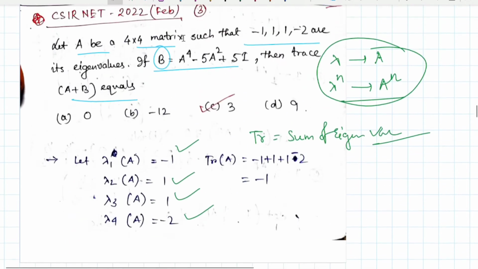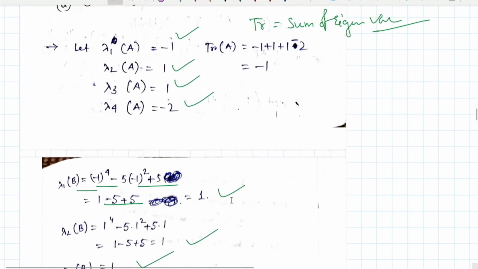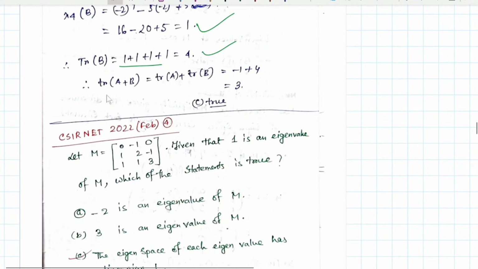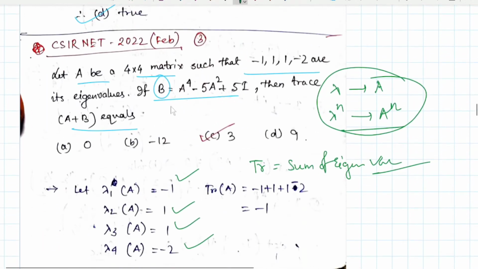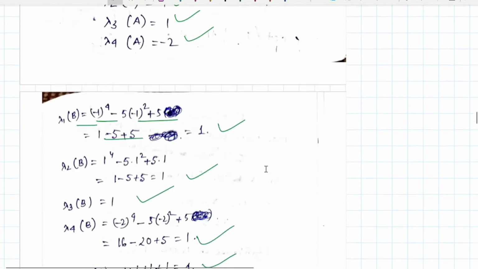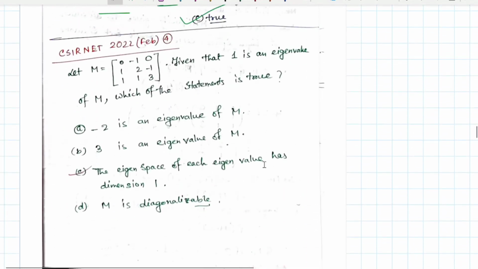Now we have to calculate the value of trace of A plus B. So trace of A plus B equals trace A plus trace B, which is equal to minus 1 plus 4, where minus 1 is the trace of the A matrix and 4 is the trace of the B matrix. So we get 3, and the option is C. The trace of A plus B is equal to 3. So here option C is correct. Now go to the next one.